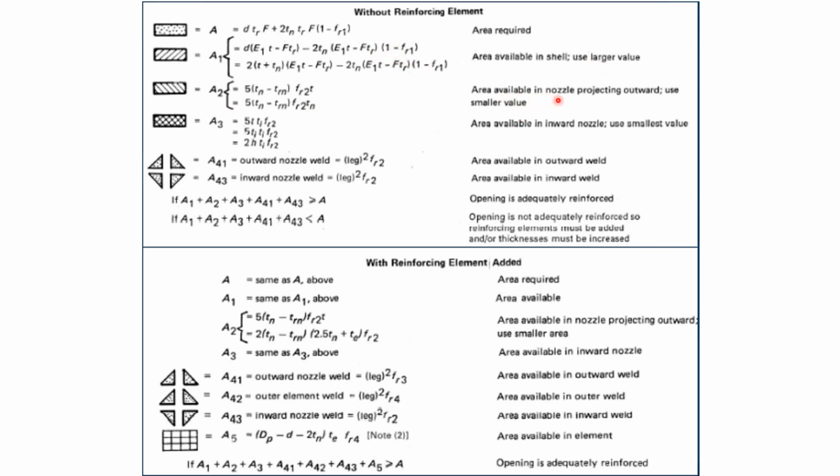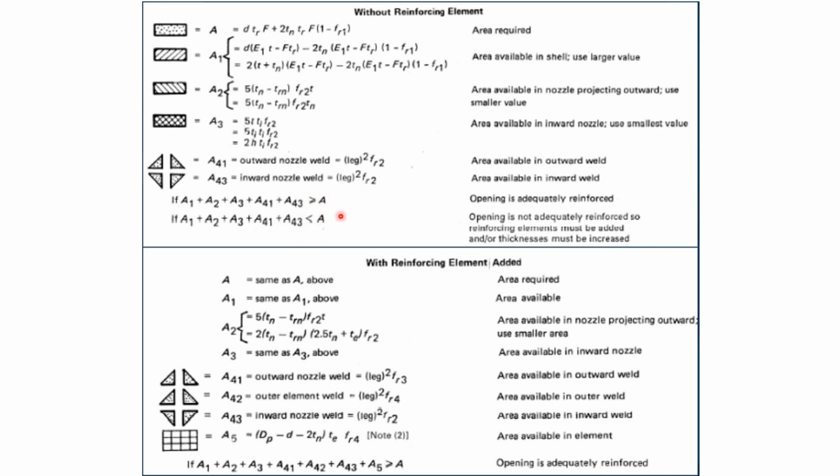A2, area available in nozzle projecting outward, use the smaller value. Both of these formulas, use the smaller value, and in this use the smallest value. And the weld, then you take the weld thickness. If you add A1, A2, A3, A41, A43, and this value is more than the area replacement value, then your reinforcement pad is not required. Understood? Reinforcement pad is required only if this sum is less than the area replacement; only in that case is your reinforcement pad required.